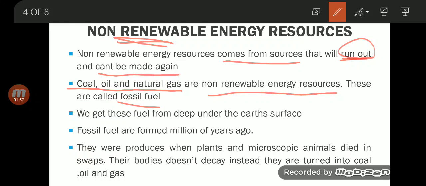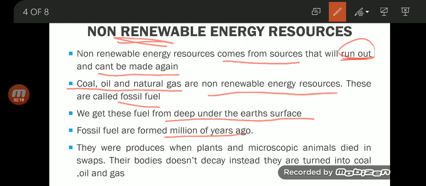We get this fuel from deep under the earth's surface. Fossil fuels were formed millions of years ago. 1 million means 10 lakh.